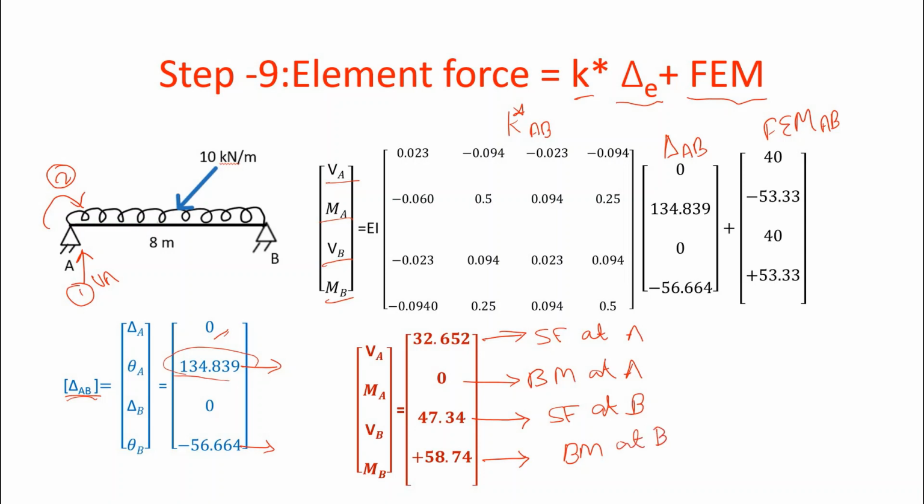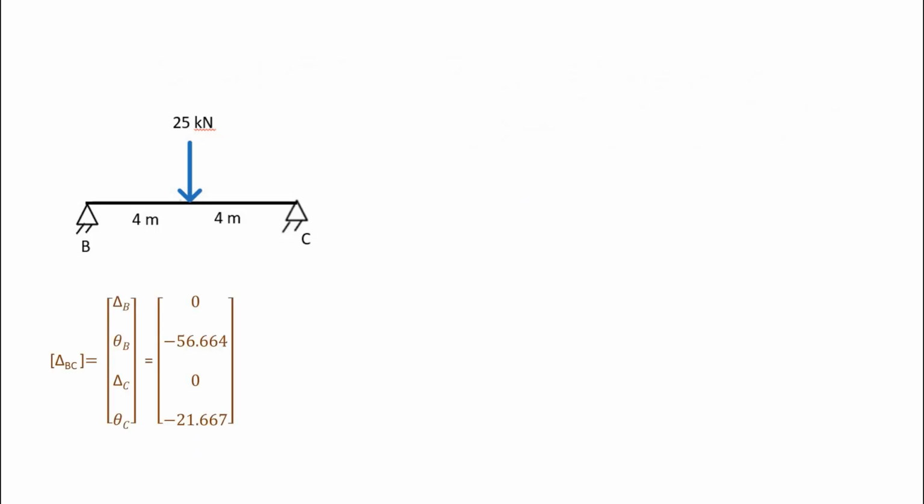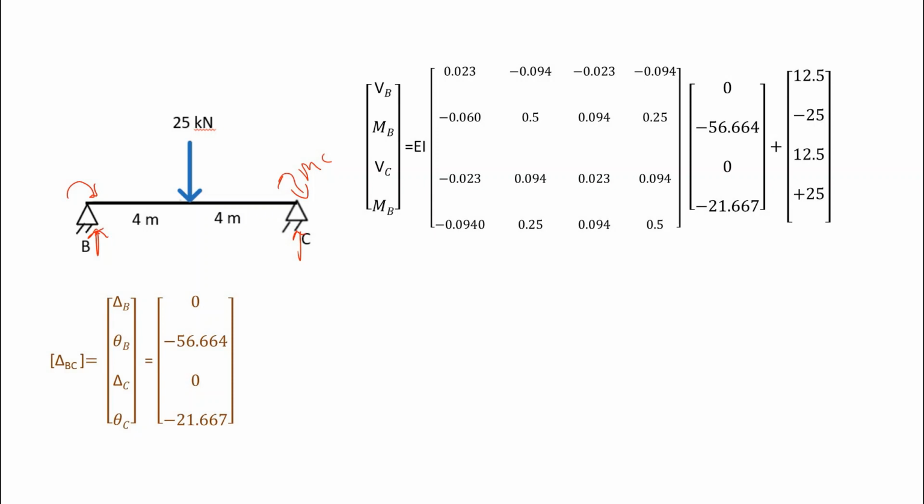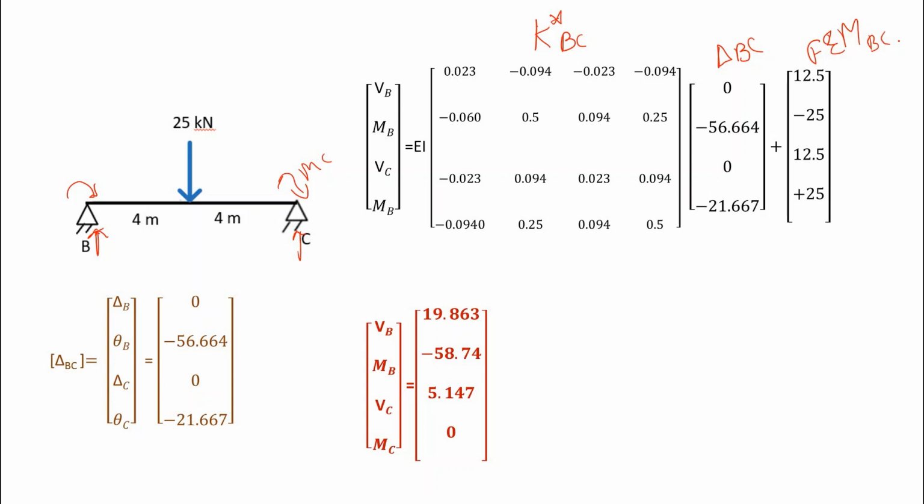Okay. Similarly, for element BC, we will find out the displacement. As I said before, only rotation is possible at B and C, and all the other displacements are 0. So we will keep the same sequence corresponding to VB, MB, VC and MC. Okay, so we will get the shear force at B, bending moment at B, shear force at C and bending moment at C. By multiplying K star BC with the displacement matrix of BC and adding it to the fixed end moment of BC, the answer obtained is 19.863, minus 58.74, 5.147 and 0. So these are the shear forces and bending moments at B and C.